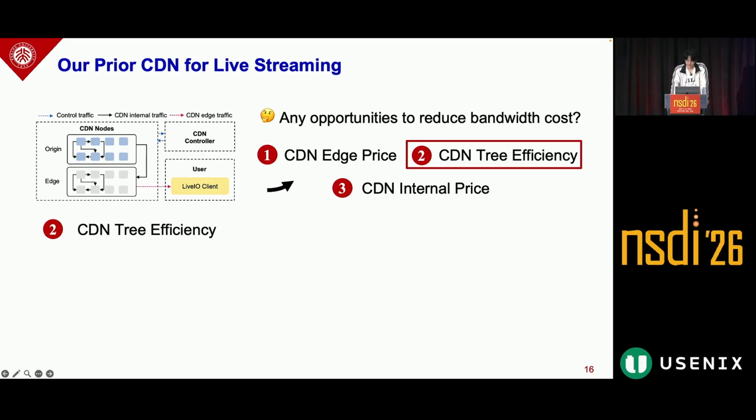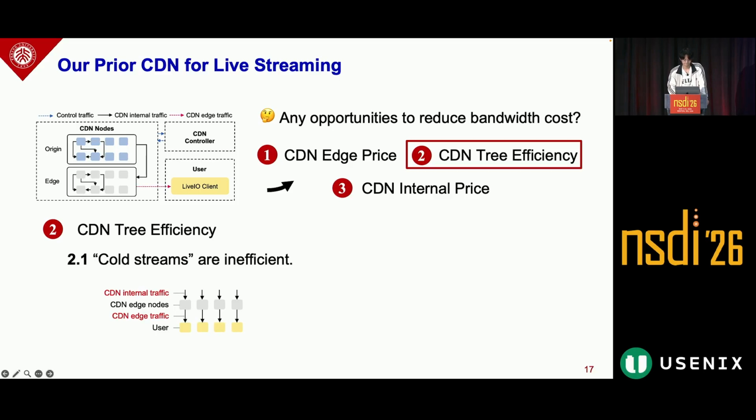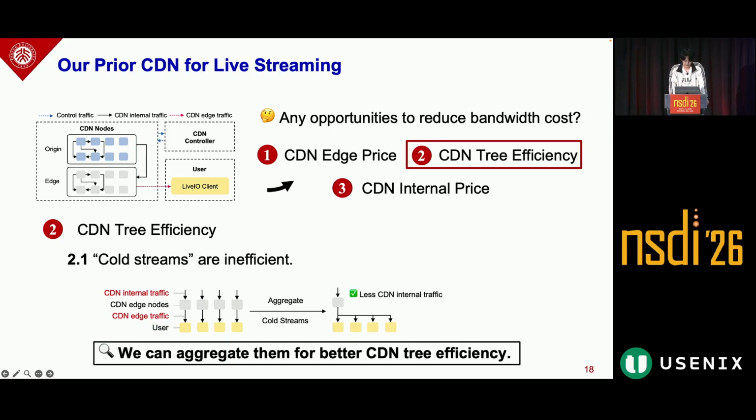And next, we examine the second factor, the efficiency of the CDN tree topology. We found that cold streams, which are streams with fewer audiences, are highly inefficient. They generate minimal edge traffic, but they still require internal traffic to fetch from the origin. The solution is simple: aggregating these cold streams onto only a few edge nodes. This reduces redundant internal traffic and improves the CDN tree topology efficiency.